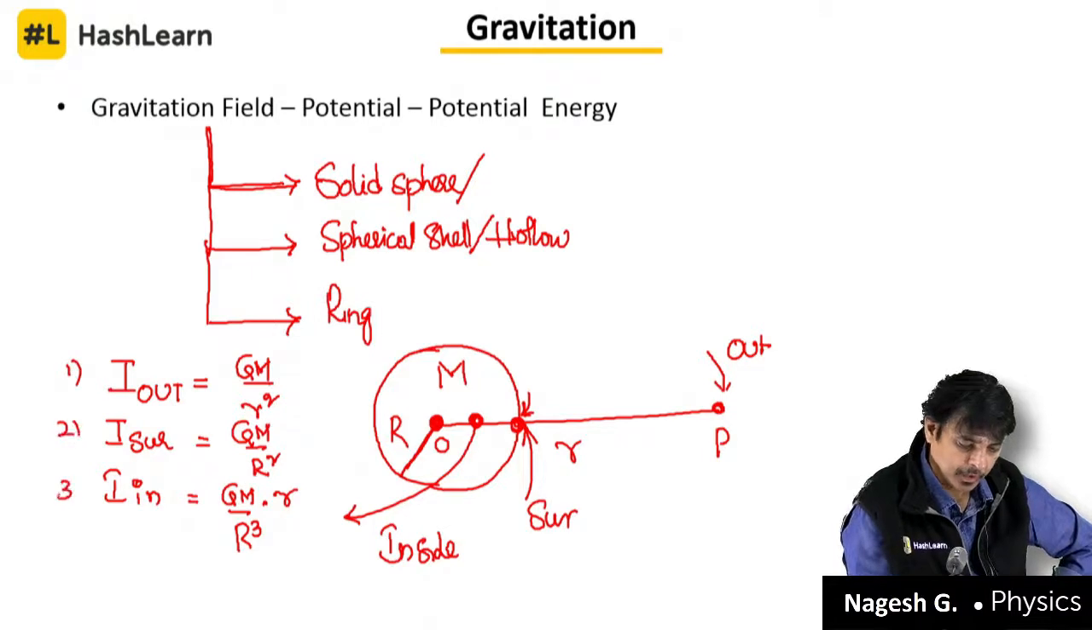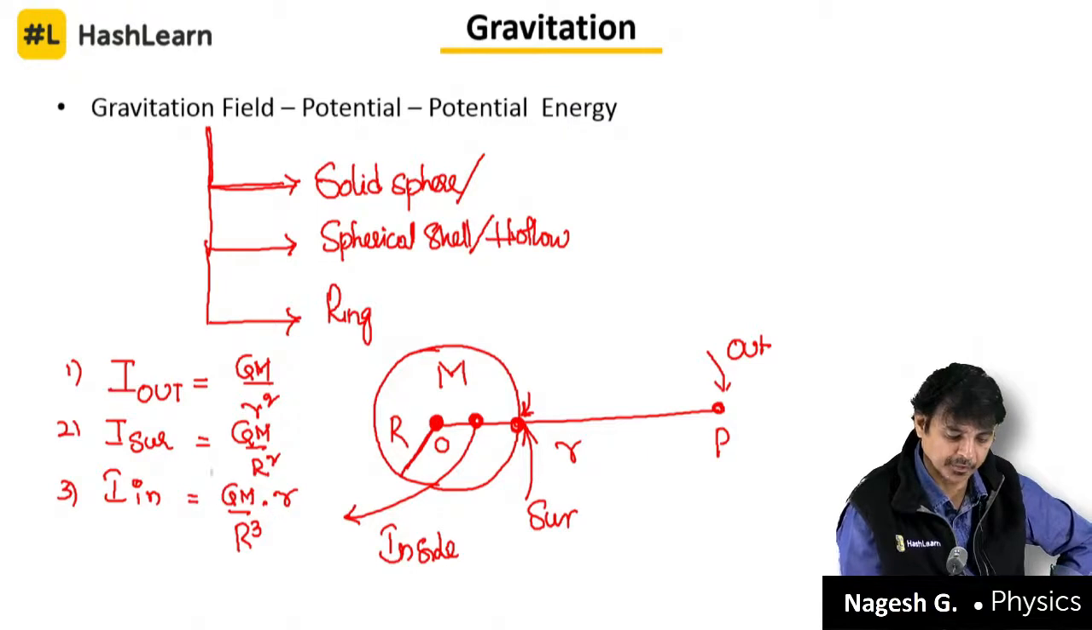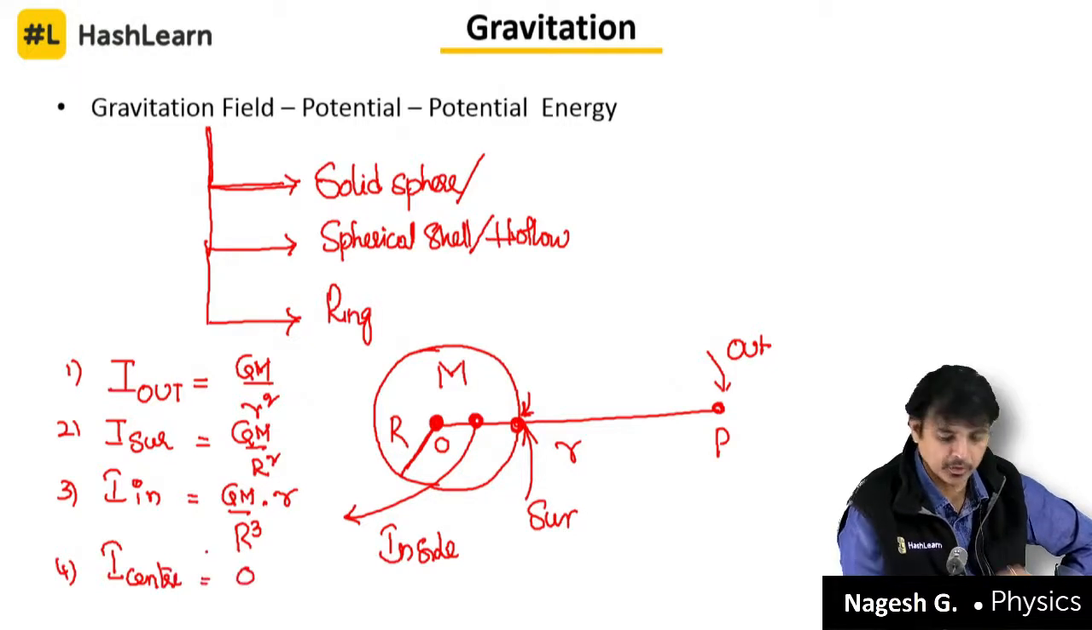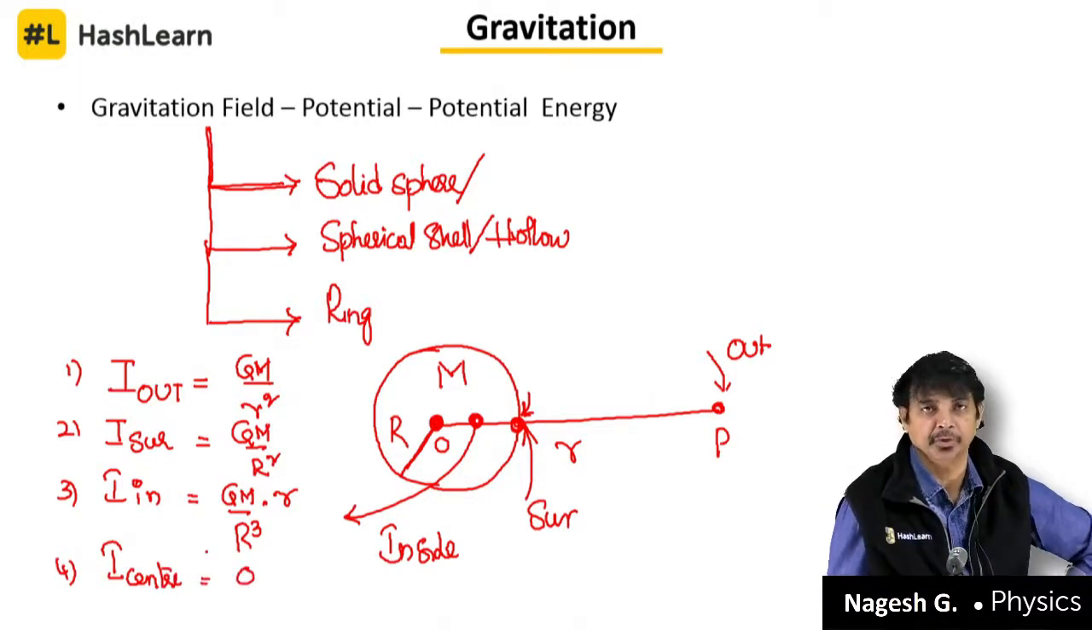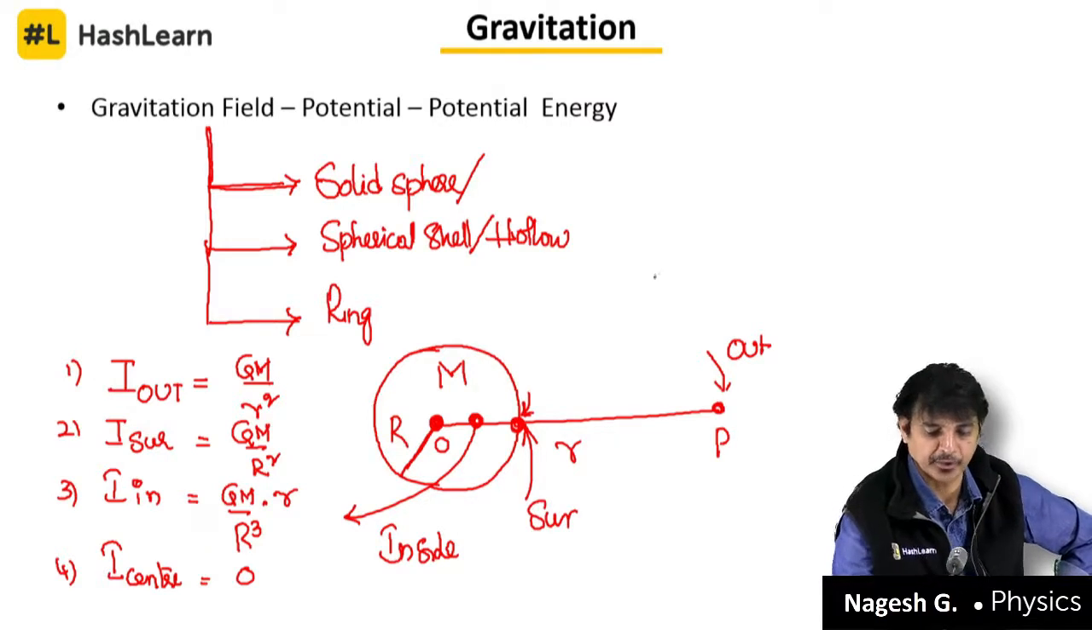Next, this is inside, meaning from the center to the surface, anywhere you can apply this. Next, when it is at the center, small r is equal to 0. So, the strength of the gravitational field or intensity of the gravitational field will be equal to 0. This is related to the solid sphere. Outside, GM by small r square; on the surface, GM by capital R square; inside, GM by capital R cube into small r; at the center it will be 0.